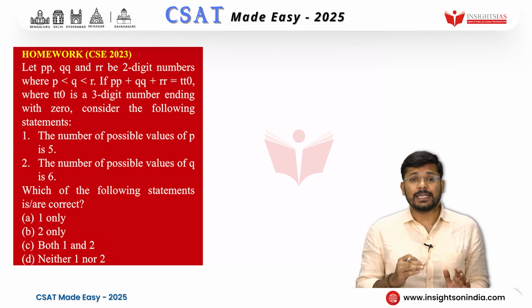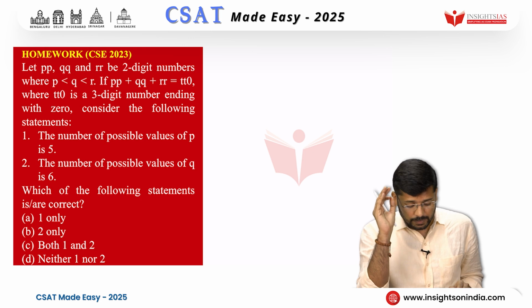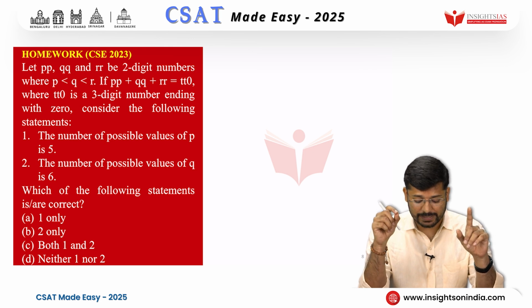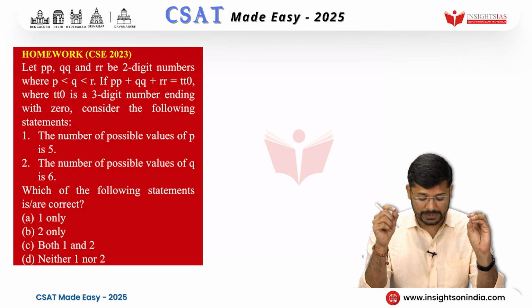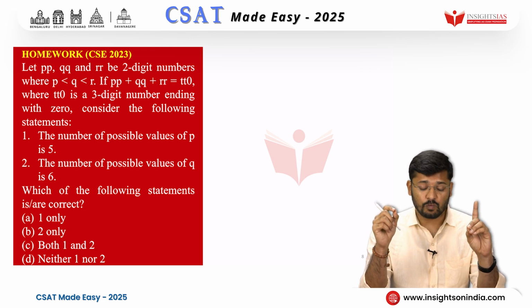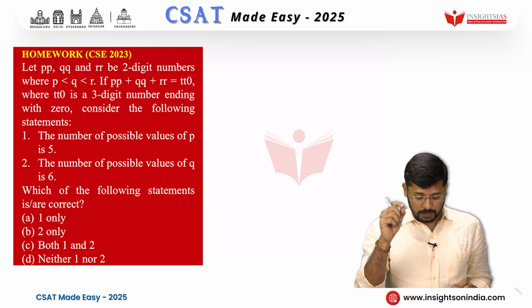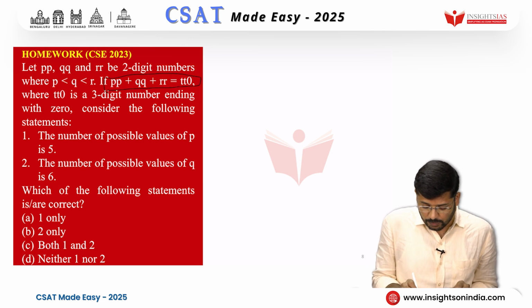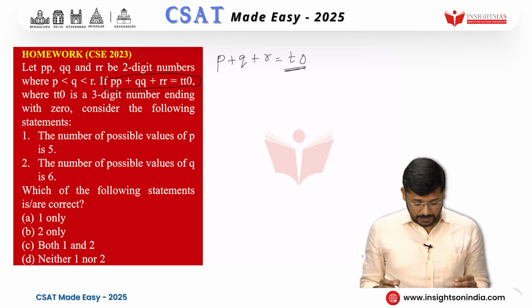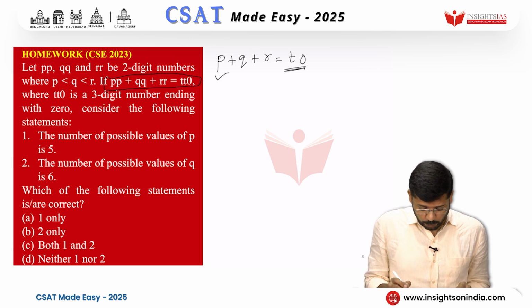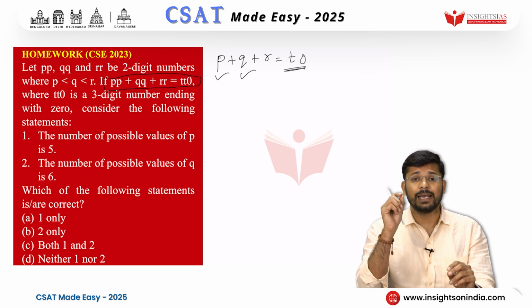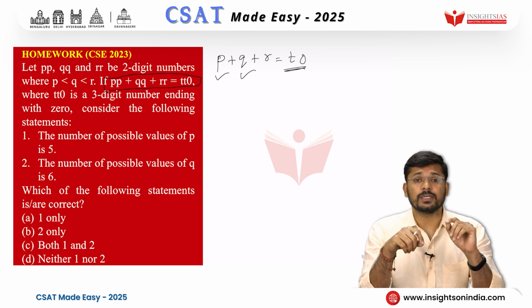Now, based on the same concept, it is time to answer a homework question. Let PP, QQ and RR be 2 digit numbers where P is less than Q is less than R. If PP plus QQ plus RR is equal to TT0, where TT0 is the 3 digit number ending with 0, consider the following statements. The number of possible values of P is 5, the number of possible values of Q is 6. Which of the statements is correct? Now, you need not worry about these 2 digits at all, just satisfy this condition. P plus Q plus R is equal to T0, and check out the combinations and see how many values P can have and how many values Q can have. Based on that, pick which of the given statements is correct or wrong, and that will be your answer. Do answer this one and leave your answers in the comment section. We shall discuss the solution to this problem in the next class.